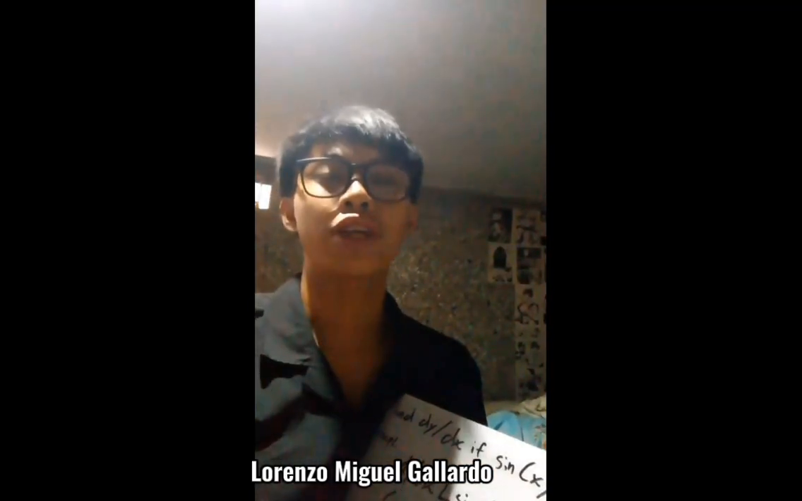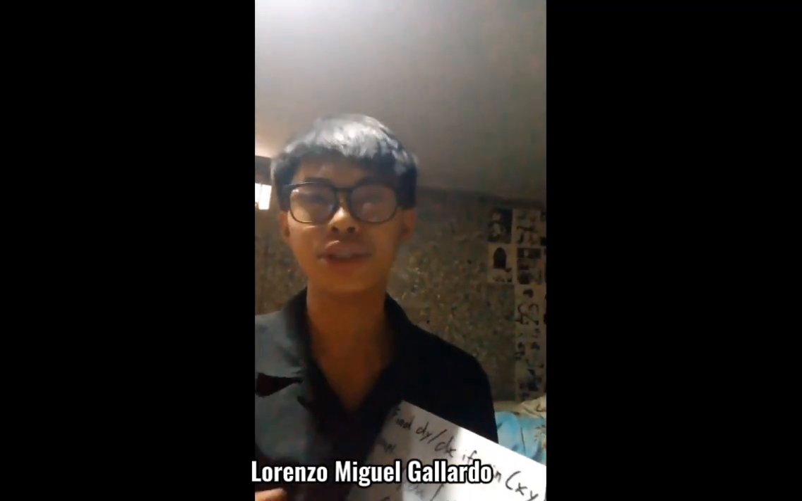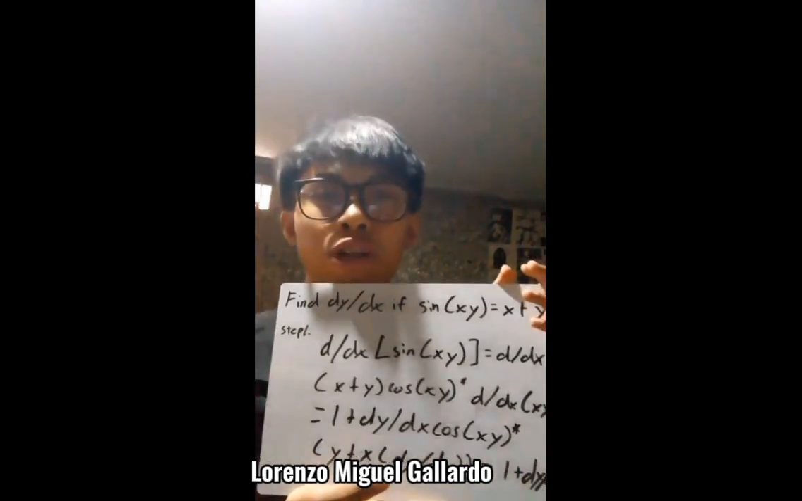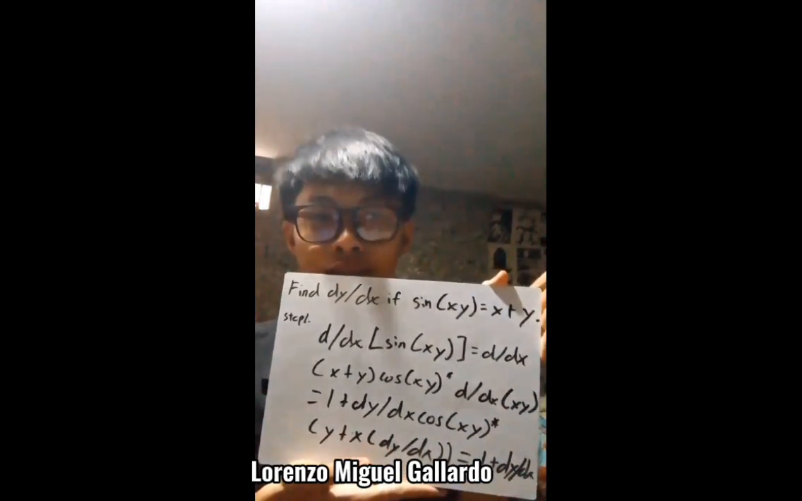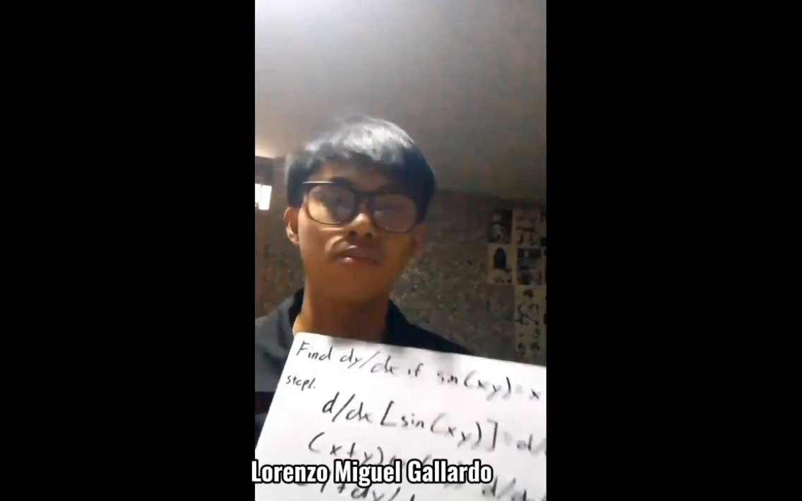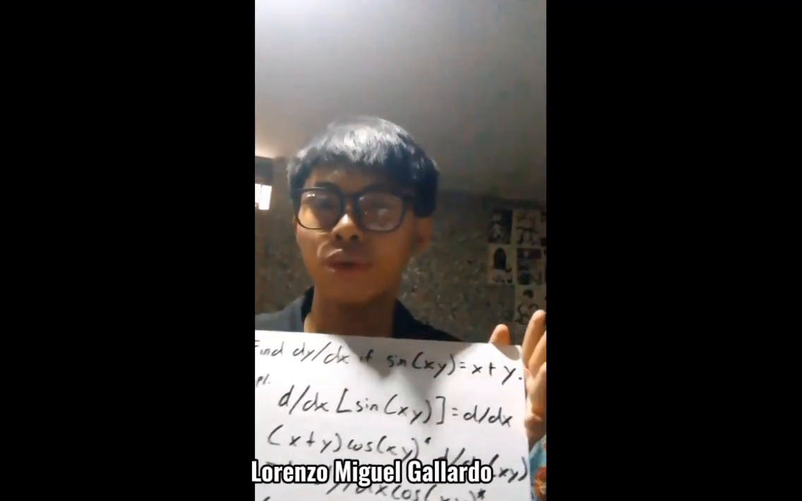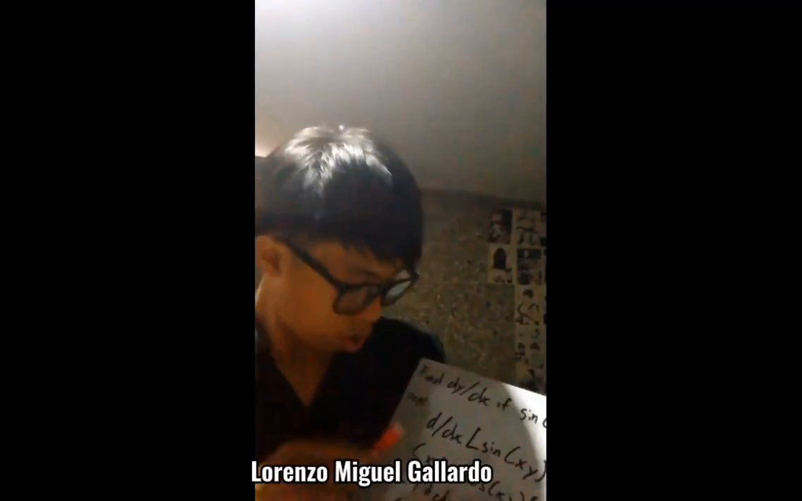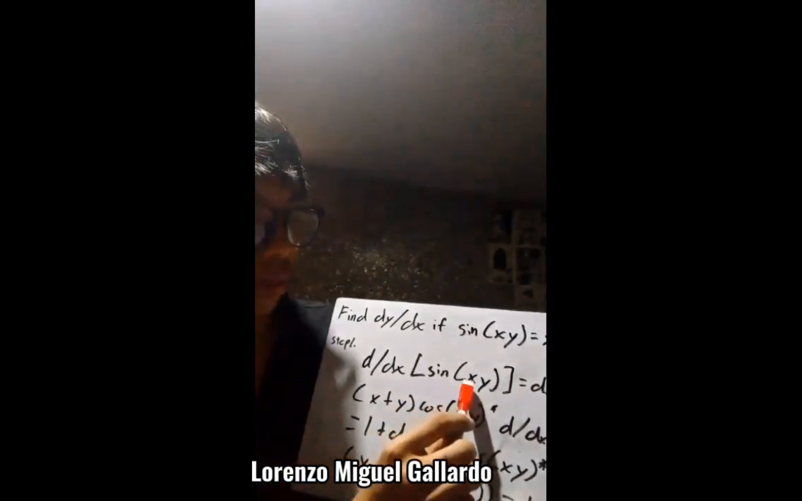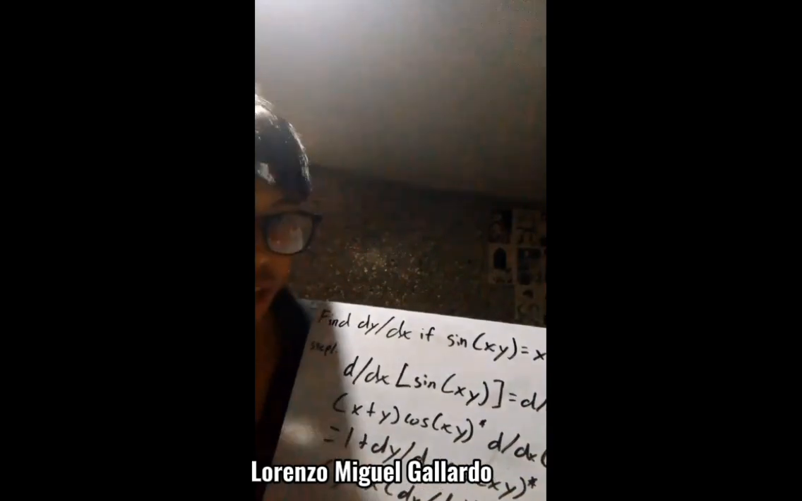Now for example number 3, a more challenging example. Now next we're going to find dy over dx if sin of xy equals x plus y. First we're going to differentiate both sides with respect to x, because this uses the chain rule and product rule of d over dx of sin of xy equals d over dx.